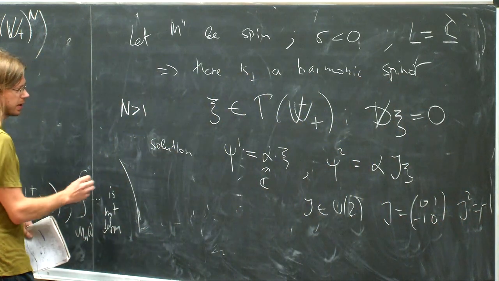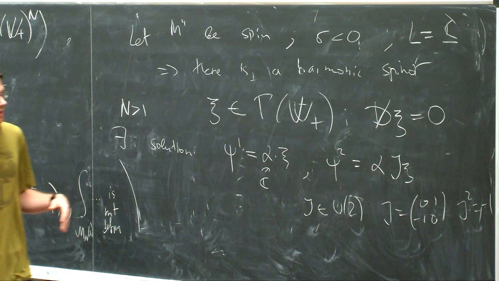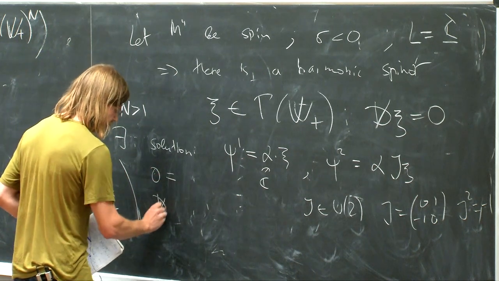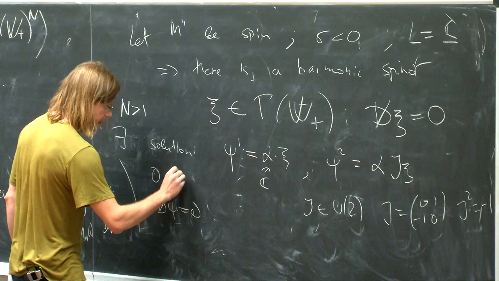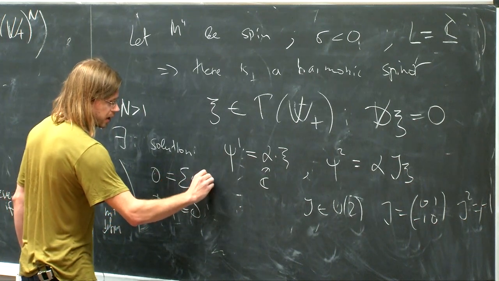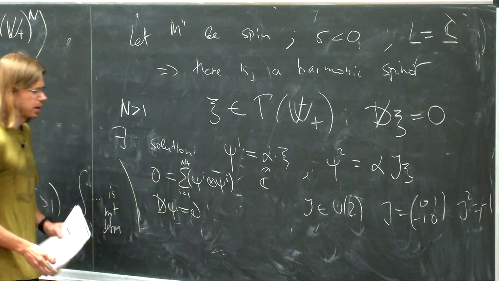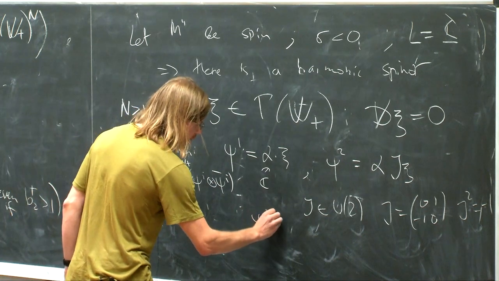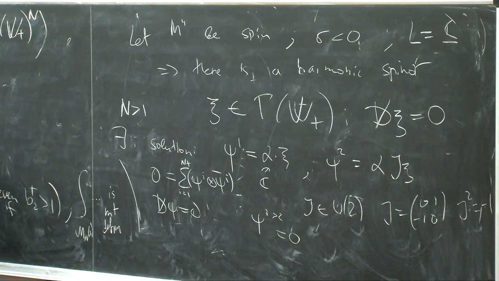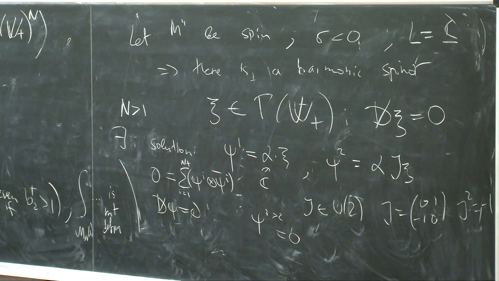And one can see this will satisfy my equations for any alpha. So this will be 1, so this will be 0, and this will also be 0. And all other psi i, when i is greater than 2, I take to be 0. So at least you see there is one non-compact direction where you can go to infinity.